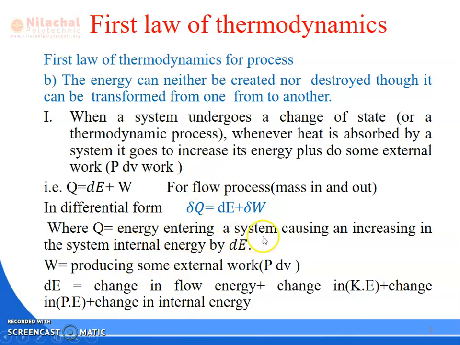Where Q is the energy entering the system causing an increase in system internal energy by dE. W is the external work PdV being produced. So what is your dE if this is your flow system? What is the dE? Change in flow energy plus change in kinetic energy, change in potential energy, and change in internal energy. That was discussed in your chapter 1 when you were discussing energy. Okay.